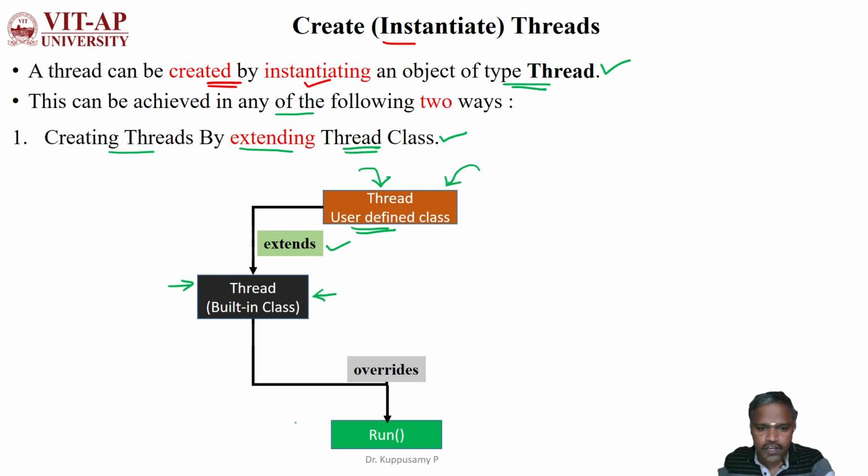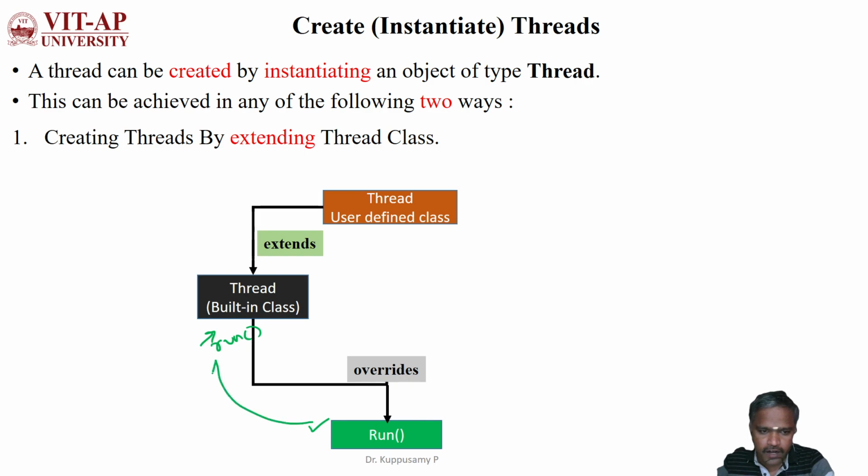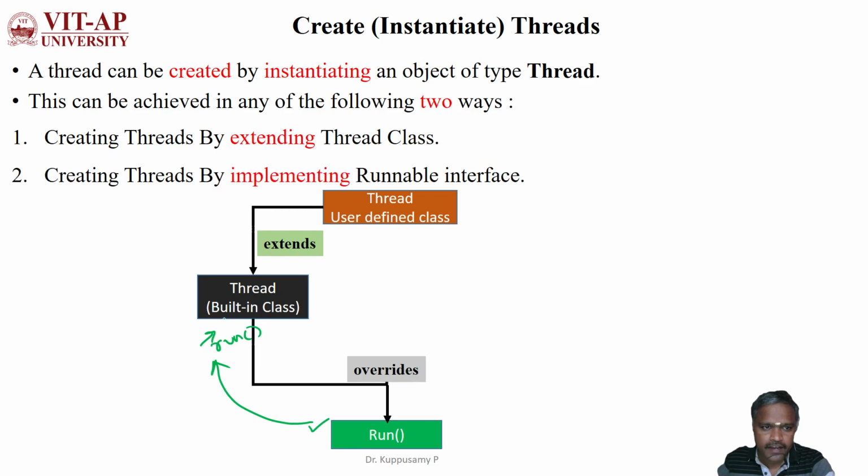Then we are going to create a user-defined method run inside the user-defined class. This holds the process of that thread class. Then this user-defined method should override the built-in method run. So this method is overriding the built-in method run, and like that we can also create the thread by implementing the Runnable interface. That is the second approach.